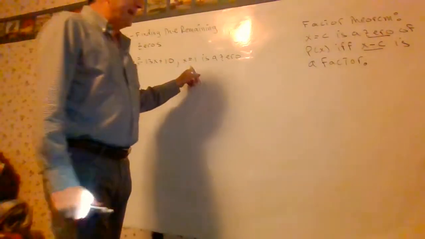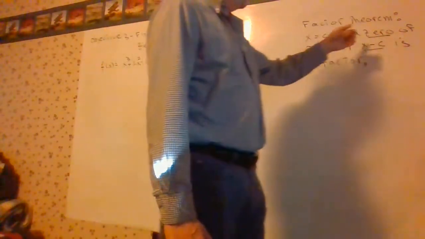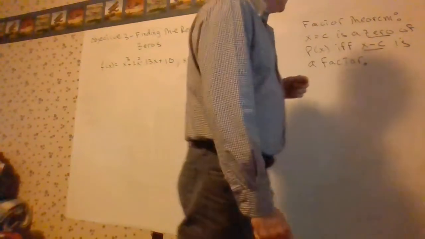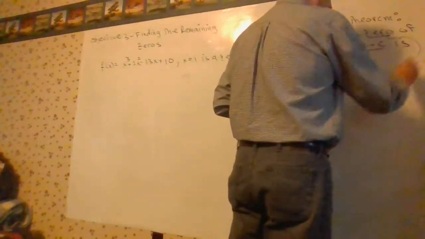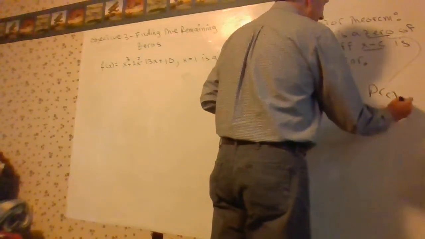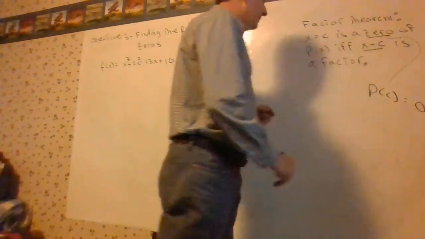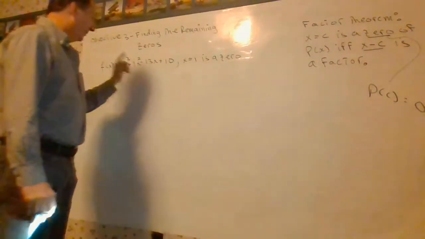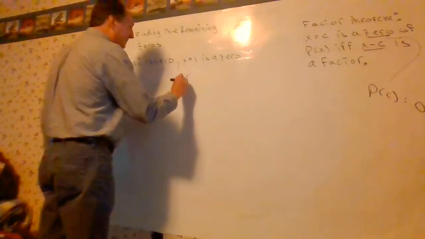There's something called the factor theorem that says x equals c is a 0 of p of x. What does that mean? That means that p of c equals 0 if and only if x minus c is a factor. Now, I told you x equals 1 is a 0. You can check that.